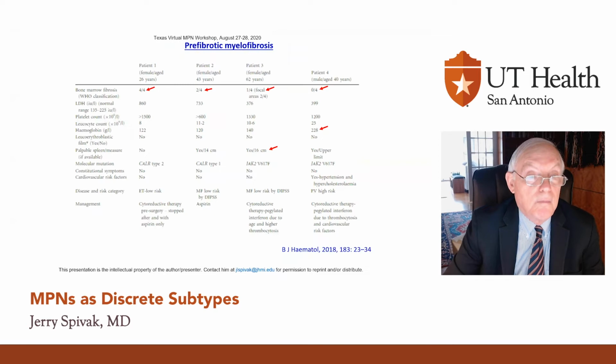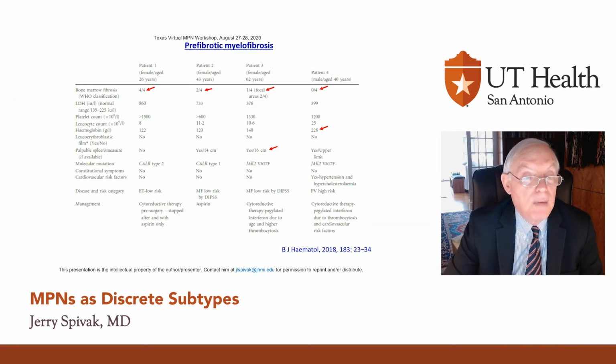standard of the criteria for myelofibrosis of the marrow, but is not anemic and has no splenomegaly and is a CALR type 2. She's called low risk ET, but is considered to have prefibrotic myelofibrosis. And here's another with 2 out of 4 grades of reticulum, not anemic, and has CALR 1. Again, a female, and this would be considered ET by clinical grounds.